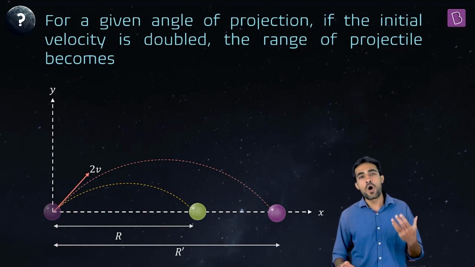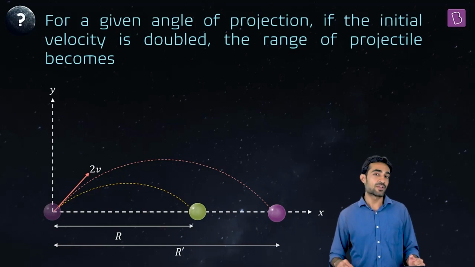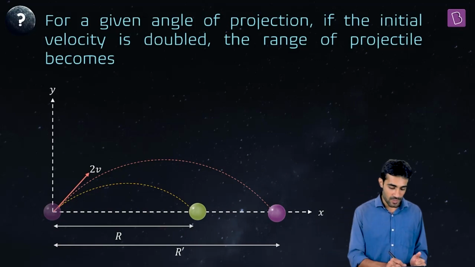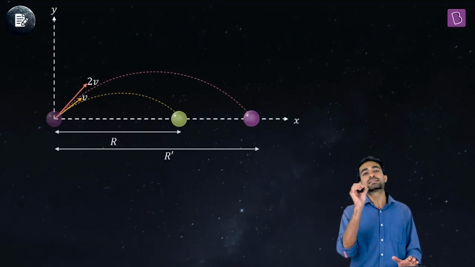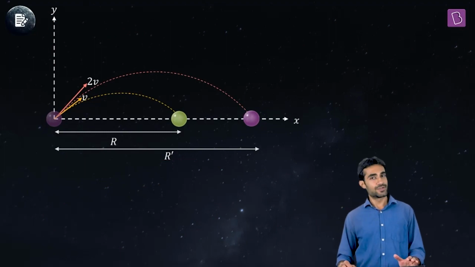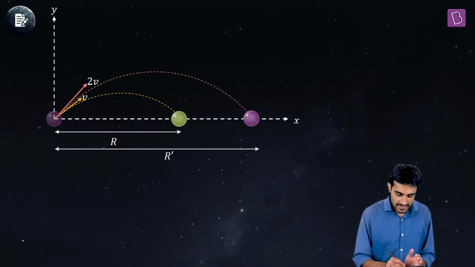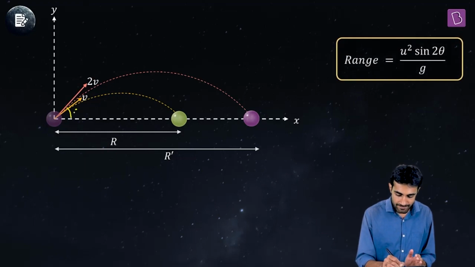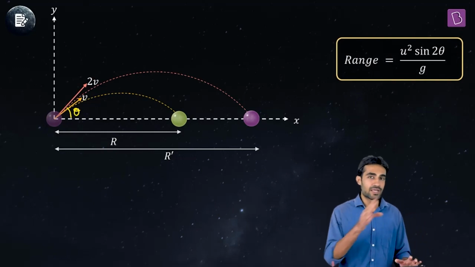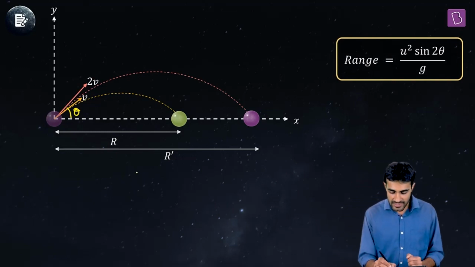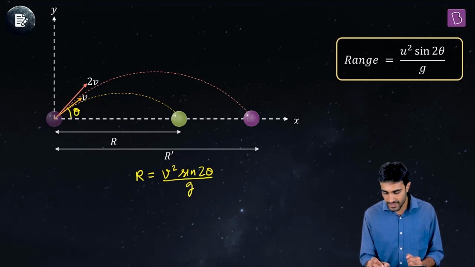Do we know the formula of finding range? Yes, we remember the formula. Okay, tell me what is the formula of range? Well, range is nothing but u square sine 2 theta by g. Good. Here theta is the angle of projection. Nice. Now, angle of projection is same in both the cases. So, in the first case, range is r. R will be written as initial velocity was v. So, v square sine 2 theta divided by g.